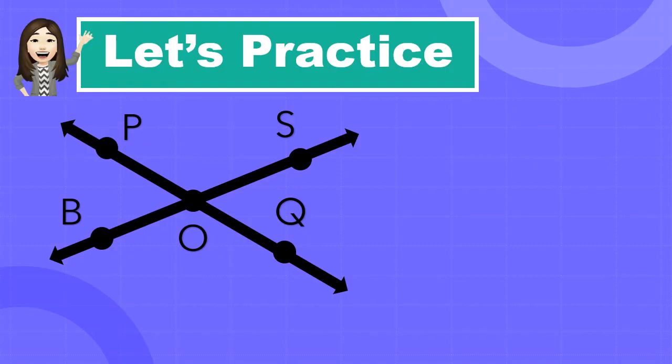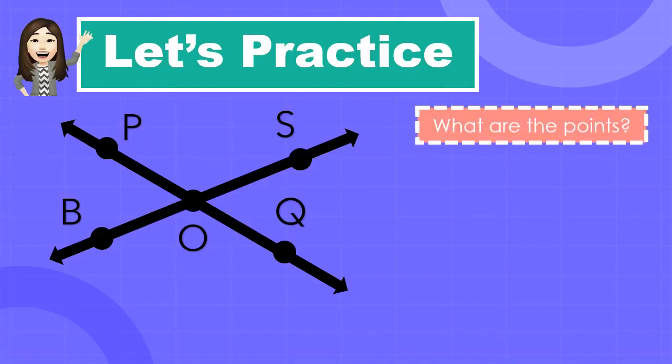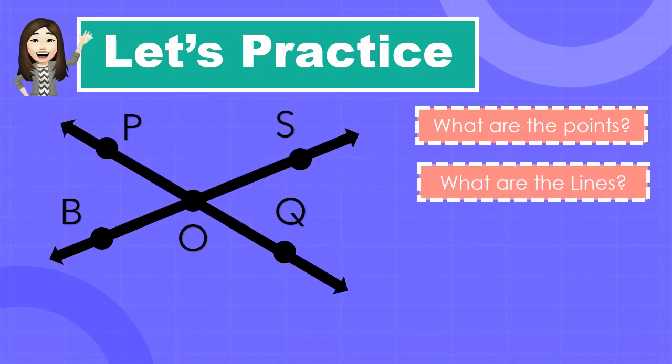This time, let's try to practice what you've learned. Let's use this figure to answer the given questions. What are the points on the figure? Very good. These are points P, S, Q, point O, and point B. What are the lines on the figure? Very good. They are line BS and line PQ.